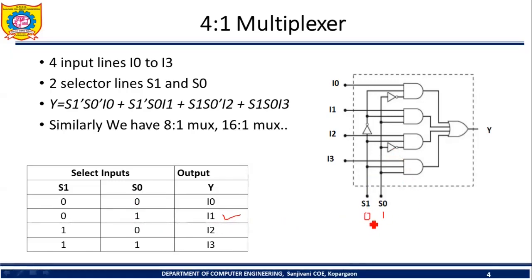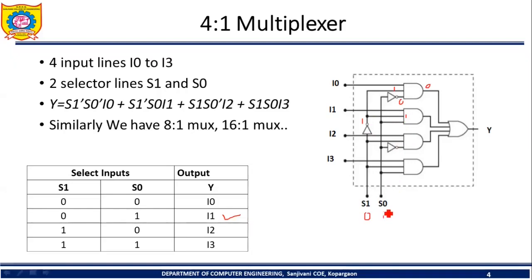So let's verify it. Here S1 is 0. So this particular input will be 1. Then S0 is 1. What will be the output of this NOT gate? It will be 0. So due to this 0, what will be the output of this AND gate? It will be 0. Now consider this second AND gate. What is the input to the second AND gate? One is I1, second one is the output of this NOT gate. Here S1 is 0, so the output of the NOT gate will be 1, so that one will become the input.